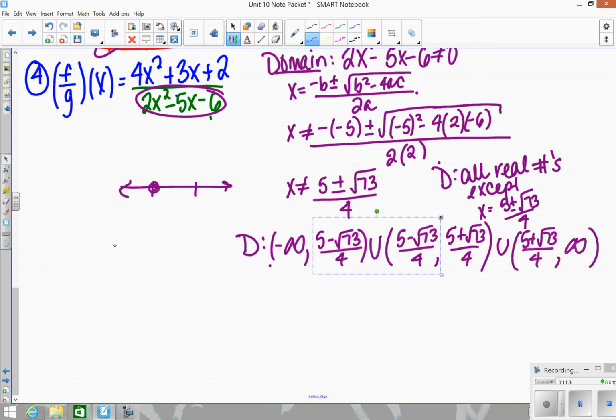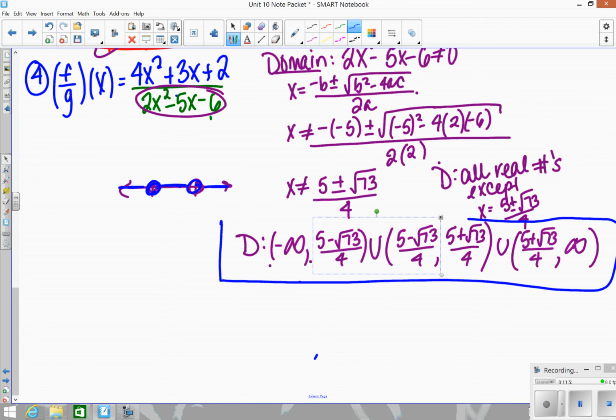have the negative 5 minus radical 73 over 4, and 5 plus radical 73 over 4. These should be open circles, it doesn't look open, and those are the only numbers you can't have, so you have everything else between them. So you have these 3 sections, or these 3 intervals for your domain. So that one's definitely the trickiest one that you've seen, but that's probably as hard as it gets.